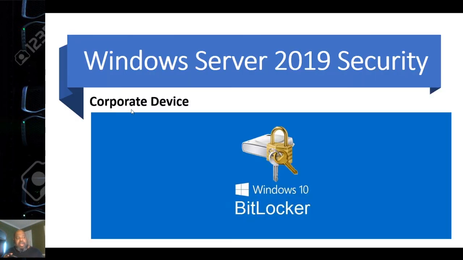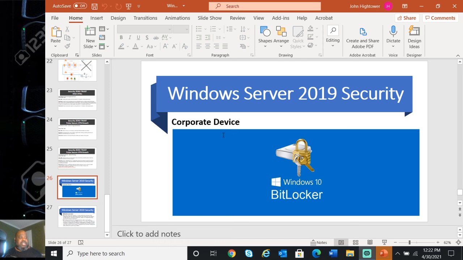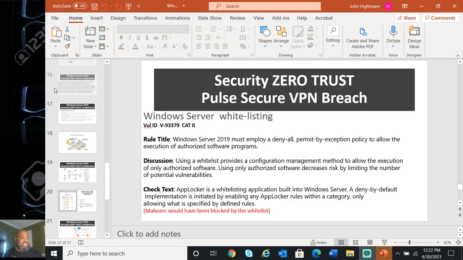Part of Windows Server 2019 is BitLocker. It's actually encryption at rest. It's actually being approved by the government. So that's all that's stating. BitLocker drive encryption is a data protection feature that integrates with the OS, right? So once again, that's it. I just want to hit it at a high level.